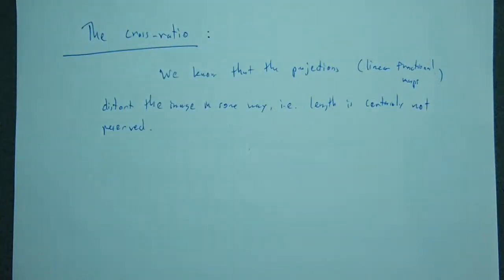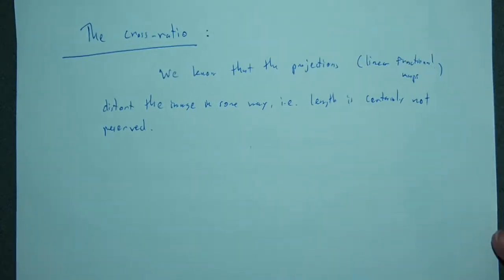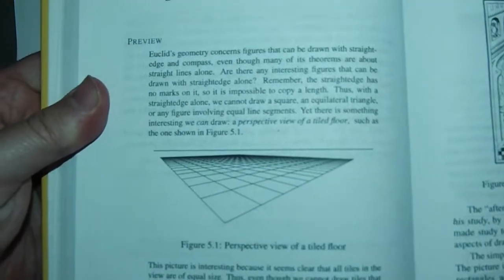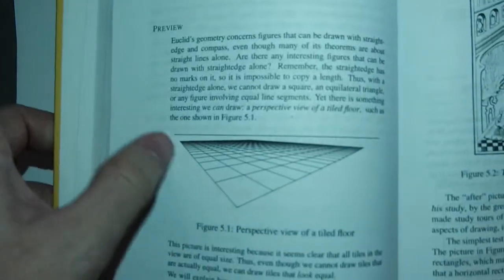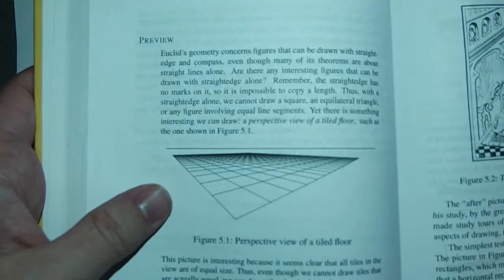Okay, so we know that length is certainly not preserved. So you start out with, say, equal lines. After a projection, what you get is something that is decidedly not equal. Well, what's our example of this? Our example was this tile, right? This nice tile picture that we keep referring to. There's this tile view of the plane.